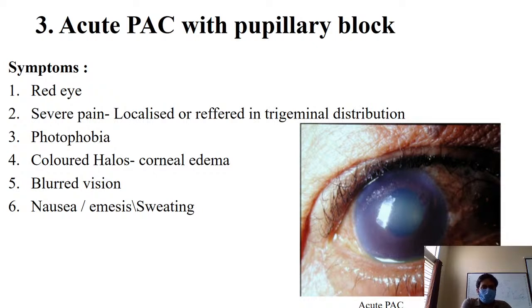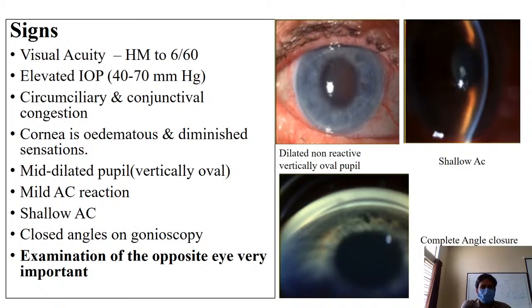A very important entity is the acute attack of PAC with pupillary block. The symptoms are a red congested eye, severe pain, photophobia, colored halos, and blurring of vision, along with other symptoms such as nausea and sweating. You have to differentiate the colored halos of corneal edema from the colored halos of the lens. How you differentiate is by the Fincham test. Then these are the symptoms.